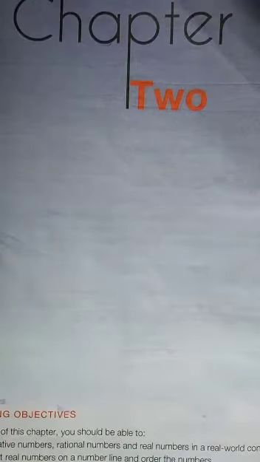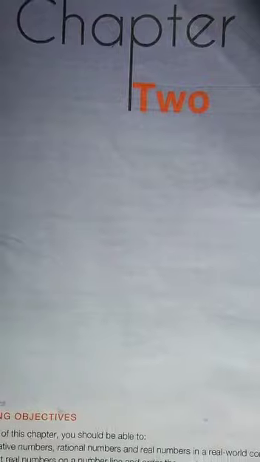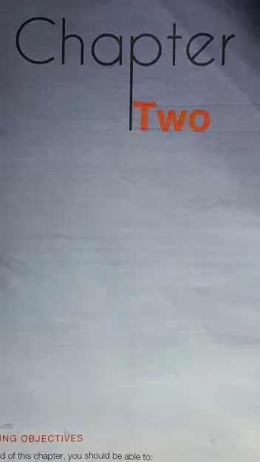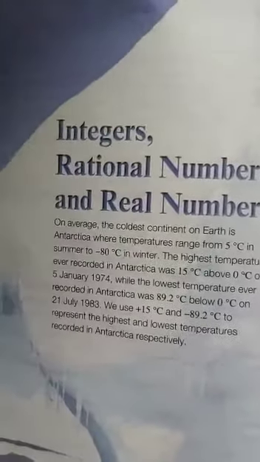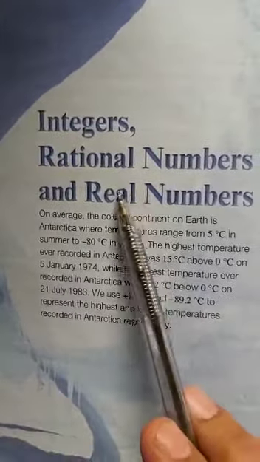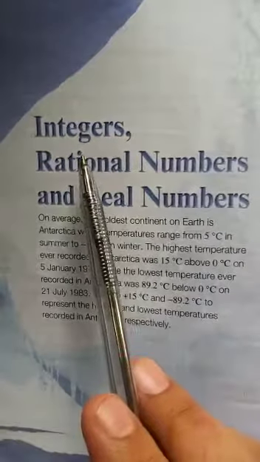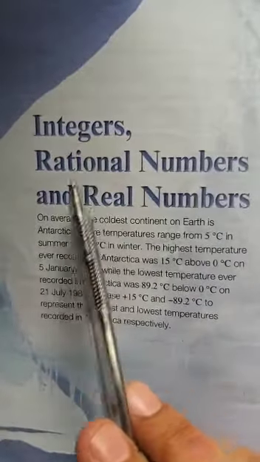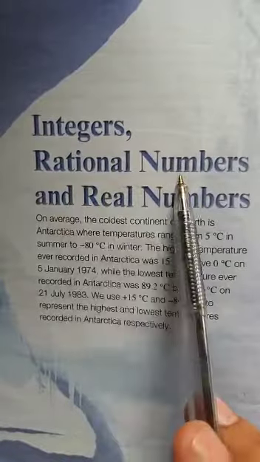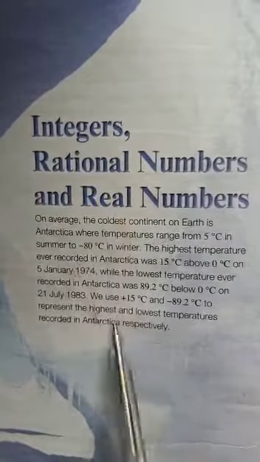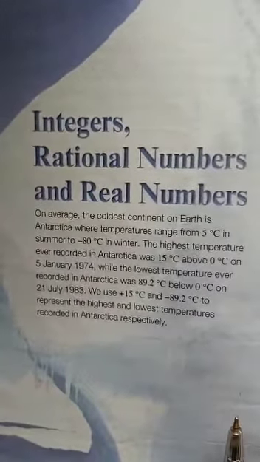Today we are going to start chapter number 2. Chapter number 2 of D1 is very basic and very easy. Now I will introduce chapter number 2, which is based on integers, rational numbers and real numbers. First, today we are going to explain integers, then we will do the rational numbers and the real numbers. So first of all, we will start here with the integers.